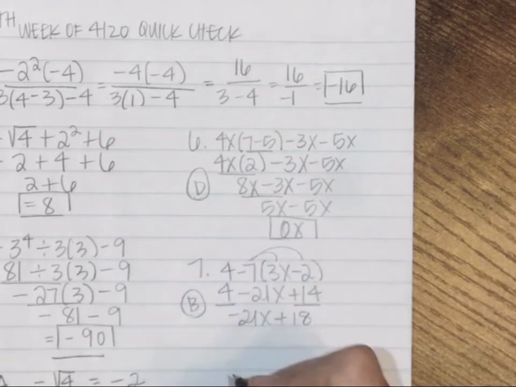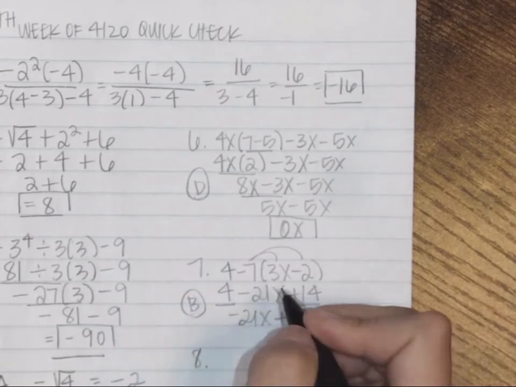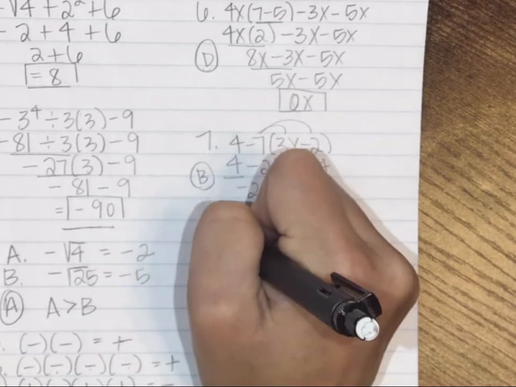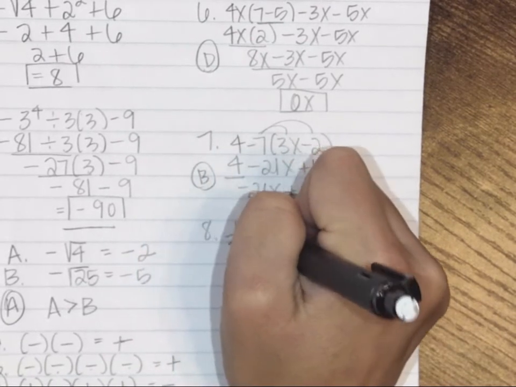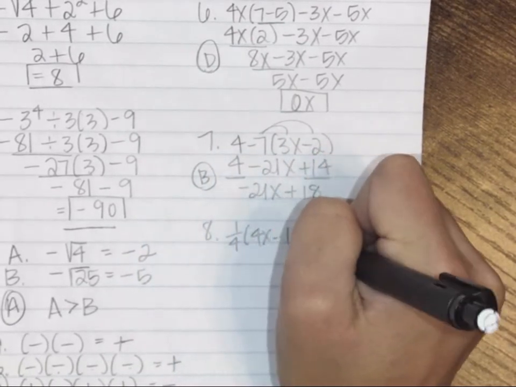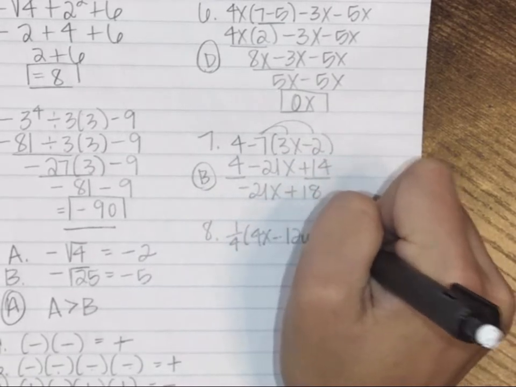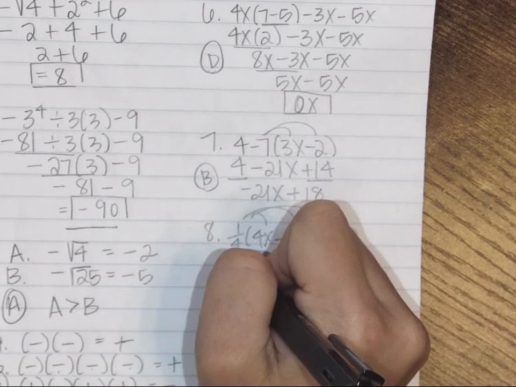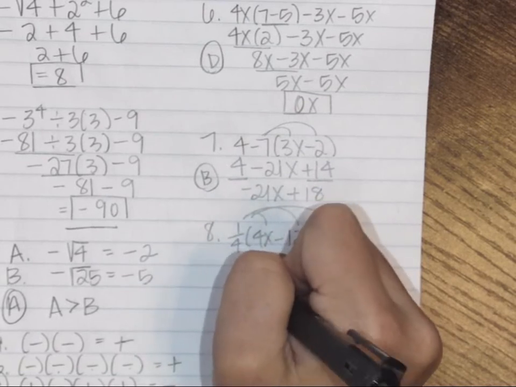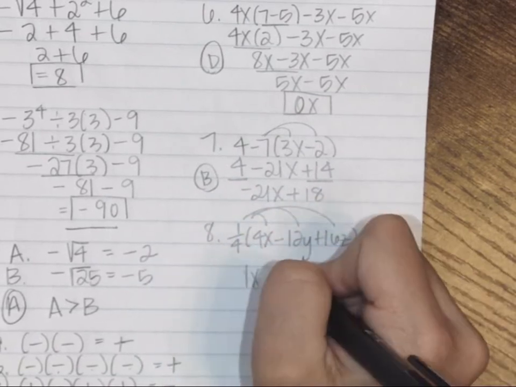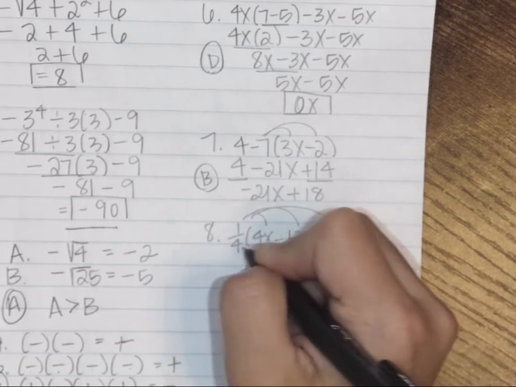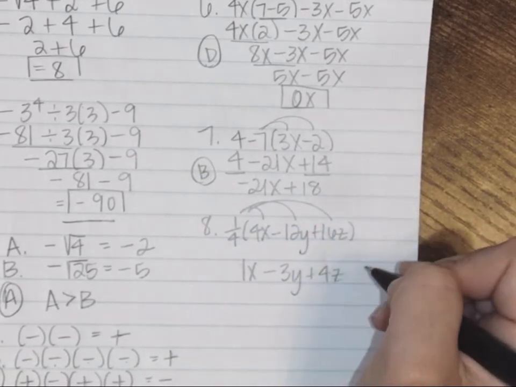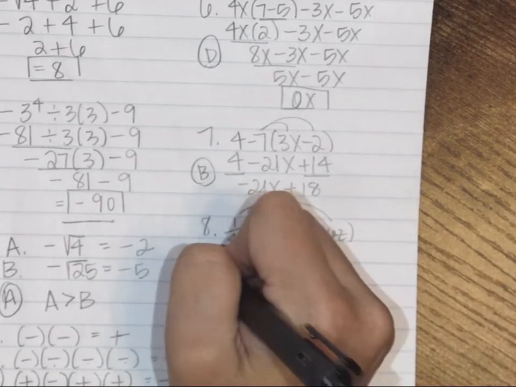Number 8, we need to solve this expression. So we have 1/4 times 4x minus 12y plus 16z. So since we can't combine anything in those parentheses, that makes us have to distribute. 1/4 times 4x is 1x. 1/4 times a negative 12y is a negative 3y. And 1/4 times 16z would be 4z, which was answer A.